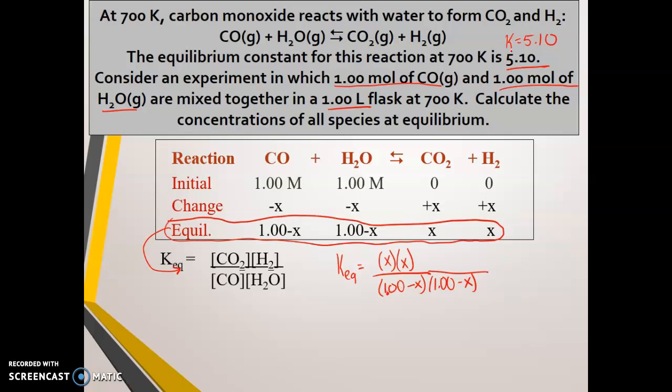And our equilibrium constant is 5.10. So now I'm going to simplify this a little bit. We have 5.10 is equal to X squared divided by (1.00 minus X) squared. So now we need to solve for X.